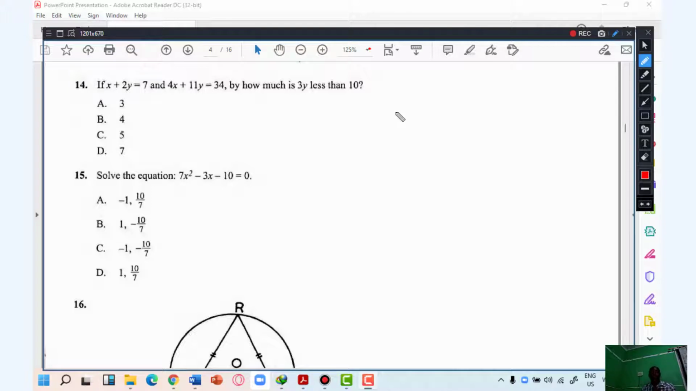Okay, so we are solving question 14. Question 14 states that if x plus 2y is equal to 7, then 4x plus 11y is equal to 34. We should find by how much 3y is less than 10. So 3y less than 10. So compare. So this one, use calculator.